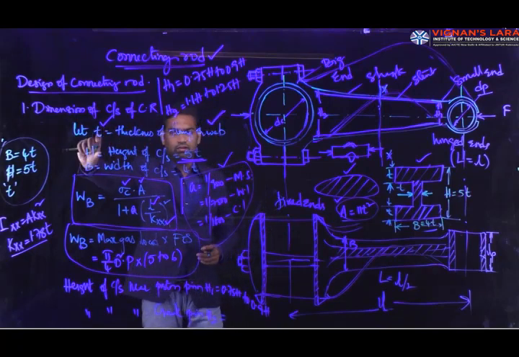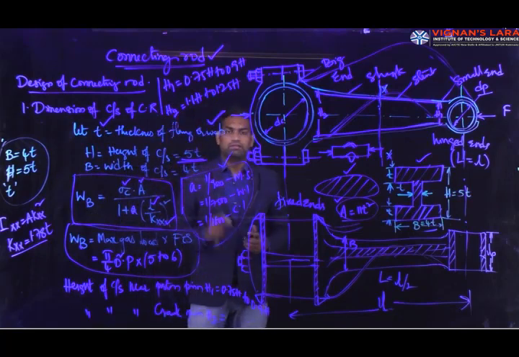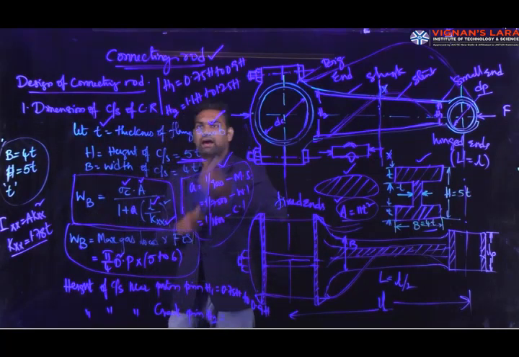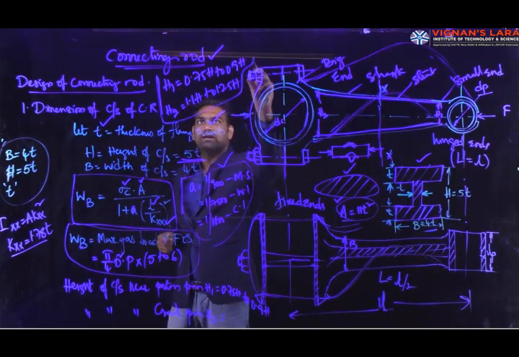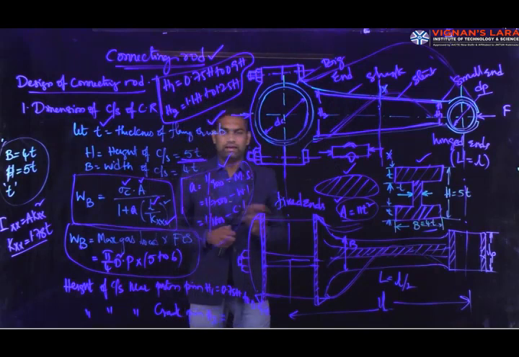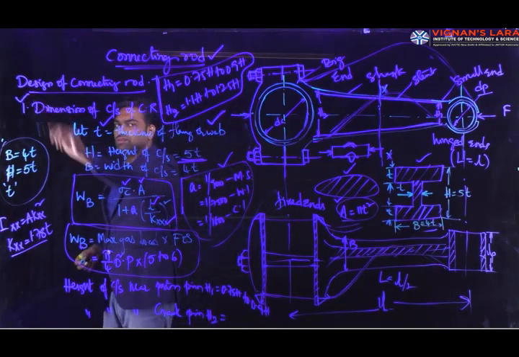After that, finding out the height of the cross section 5 times t, and width of the cross section 4 times t. After that you also need to calculate the height near the small end, that is the piston pin, 0.75 H2, 0.9 H, and height near the big end 1.1 H2, 1.25 times H. So that is the first step in the design, the dimensions of cross section of connecting rod.